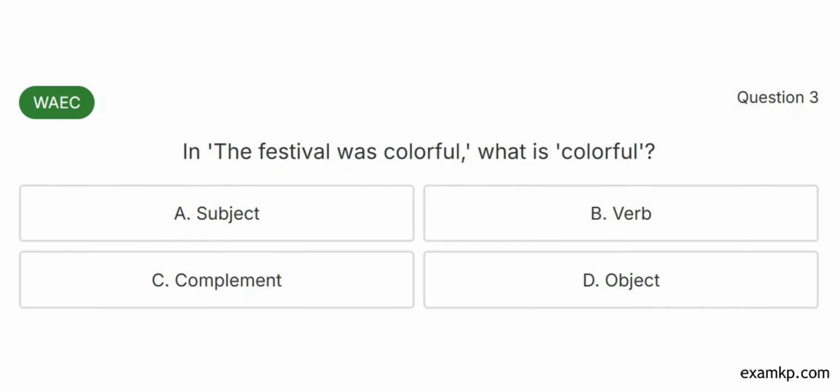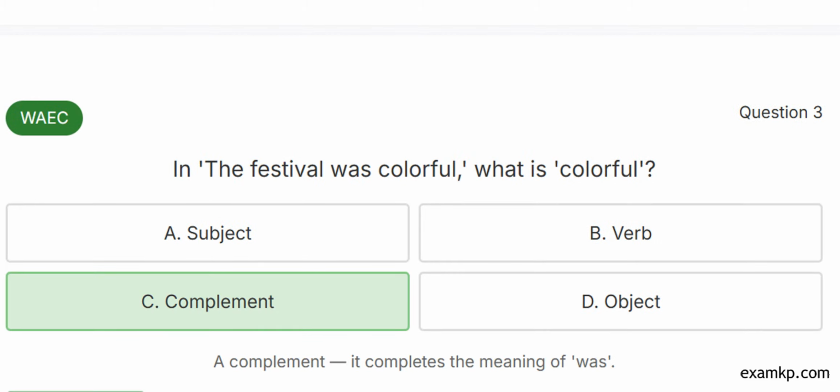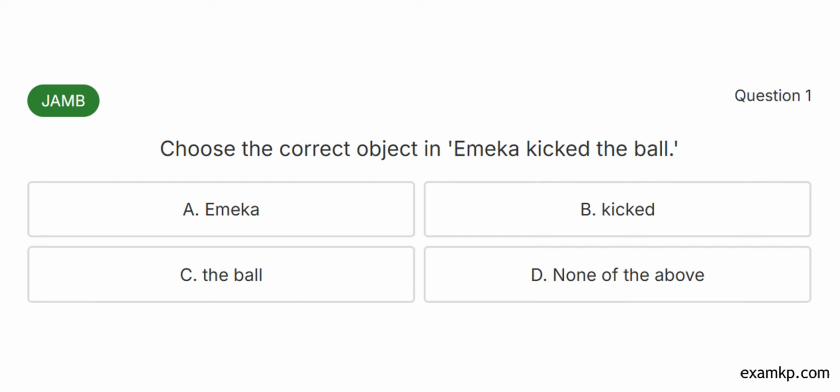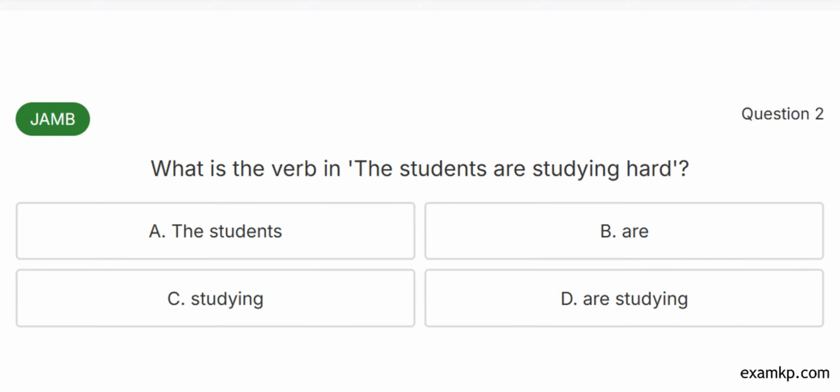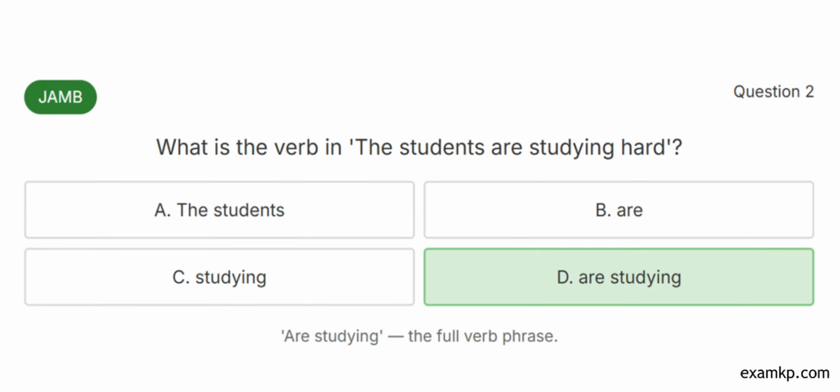The festival was colorful. Colorful is highlighted green. It completes the meaning of was. That's a complement. And just like that, in JAMB they can ask you, in the sentence, Emeka kicked the ball. The ball receives the action, so it's the object. In the next sentence, the students are studying hard. Highlighting are studying, this is a verb phrase, not just one word.